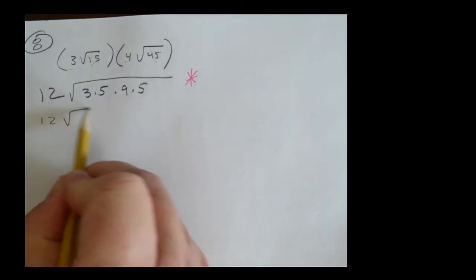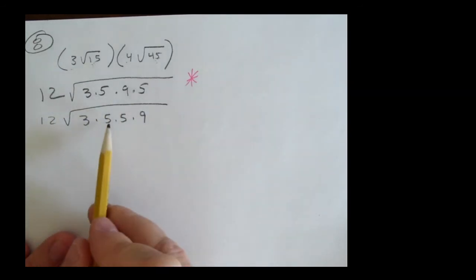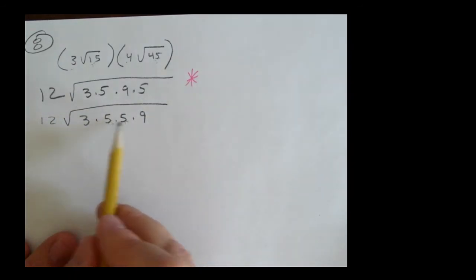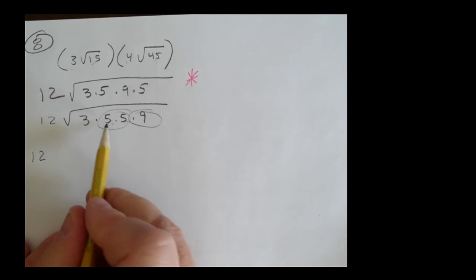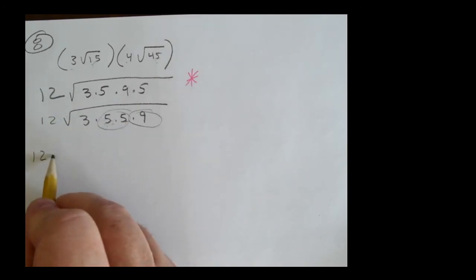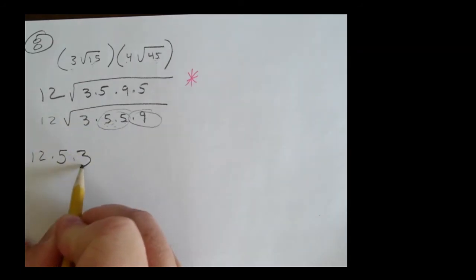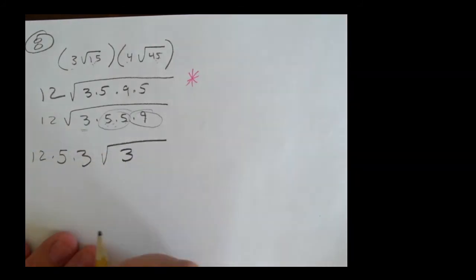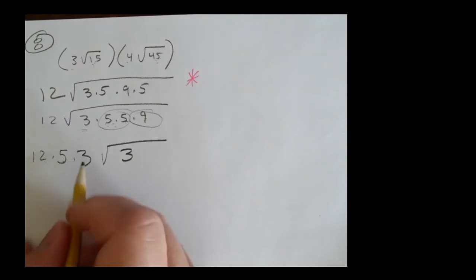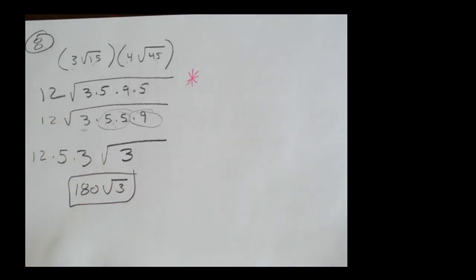So 12 times, 5 squared is 25 and 9. So you've got this and you've got this that you can then take out, right? 5 times 5 is 25. The square root of that is 5, so take that out. The square root of 9 is 3, so take that out right there. And what are we left with? We're just left with that square root of 3 right there. 12 times 5 is 60. 60 times 3 is 180 times the square root of 3.